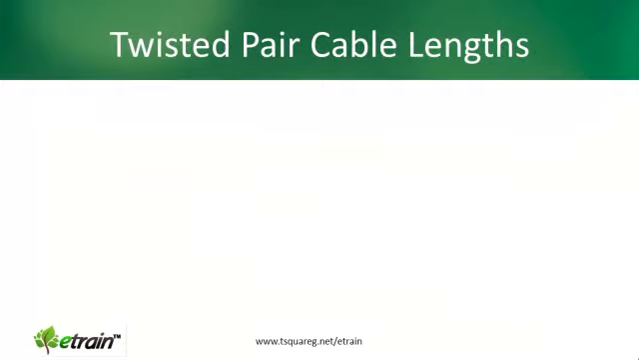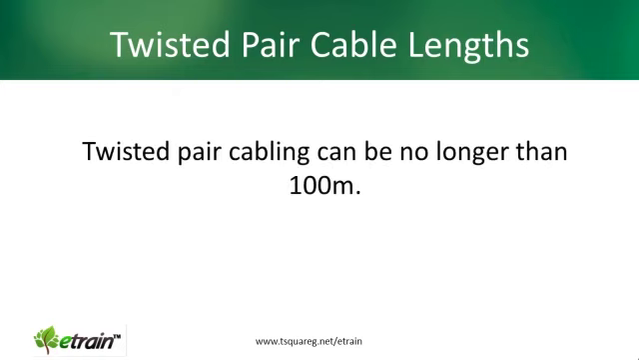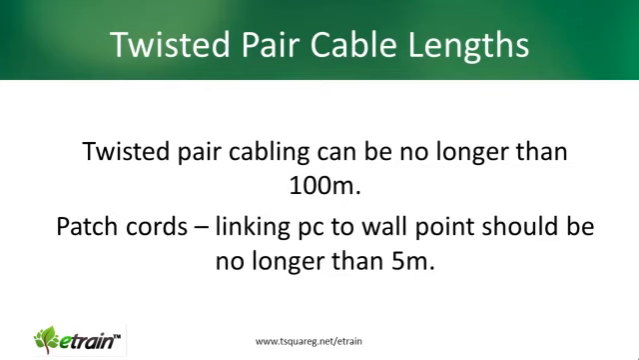It's also important that you remember that when we're talking about twisted pair cable lengths, there is a standard, so to speak. Try and remember that twisted pair cabling can be no longer than 100 meters, and that patch cords, a length of cable linking a PC to a wall point, should be no longer than about 5 meters. Anything above that, and then we're going to start to have issues with the quality of the signal.